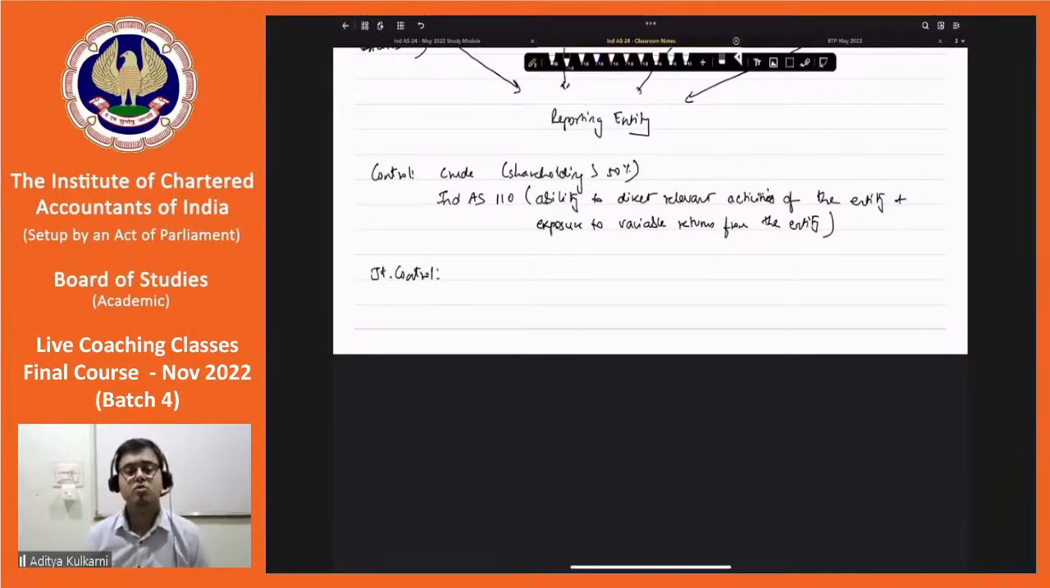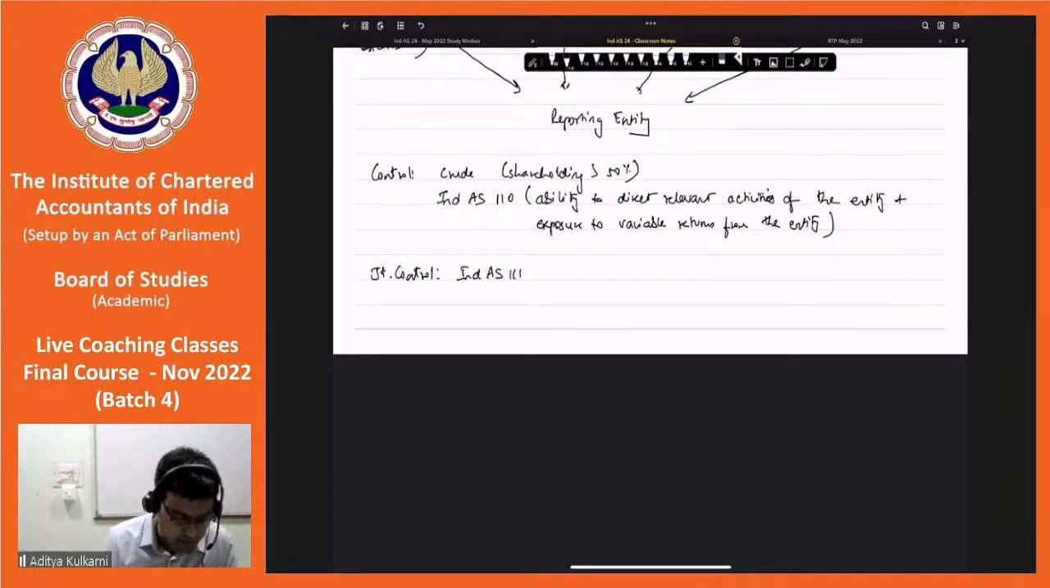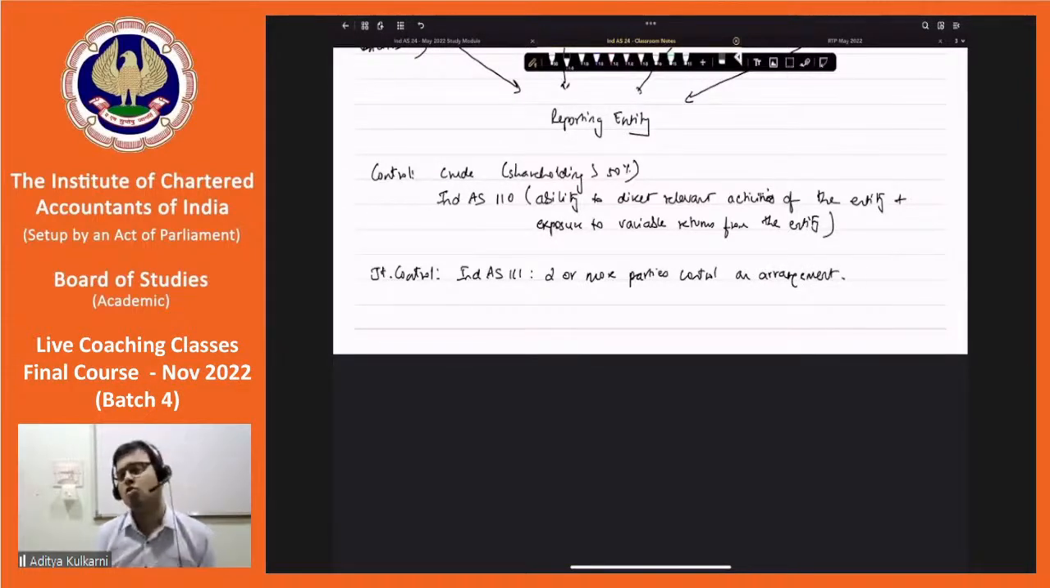So when I talk about joint control, this is under Ind AS 111. What do you mean by joint control? Joint control means two or more parties control an arrangement. This control could be in the form of joint operations, or it could be in the form of a joint venture. Okay, so what do you mean by joint control?